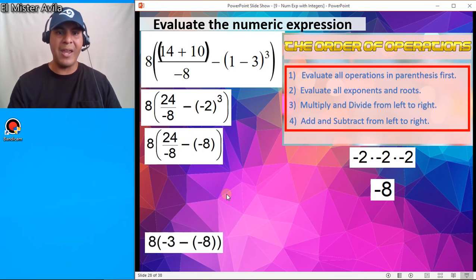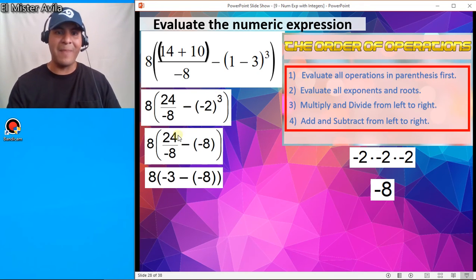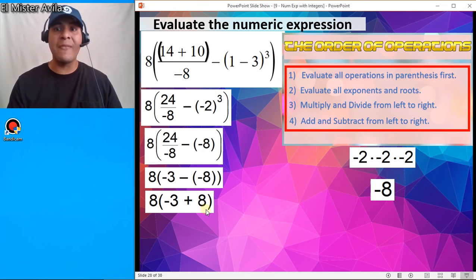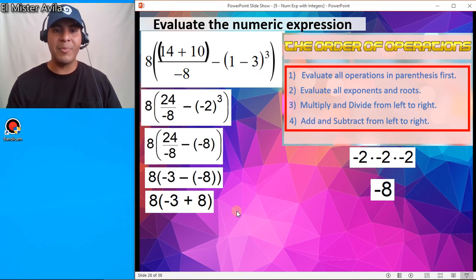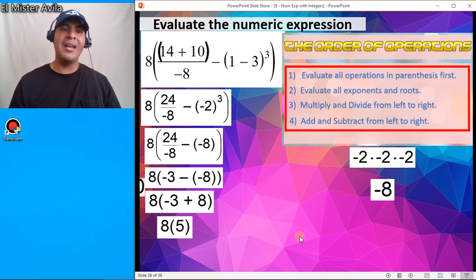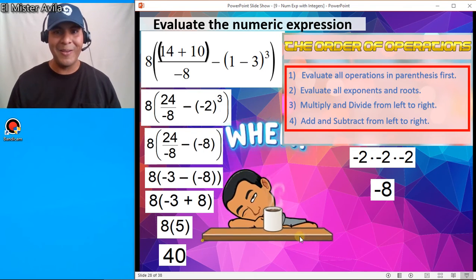24 divided by -8. Whoa, 24 divided by -8 is -3. And now we have a subtraction of a negative. Anytime we're subtracting a negative, that is equivalent to addition. So we write 8 parentheses, -3 plus 8. Here we still have values inside of the parentheses, so we have operation inside parentheses. That's step 1, so we're going to complete that. -3 plus 8 is +5, and 8 times 5 is 40.